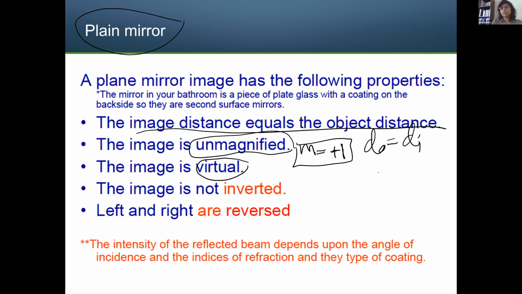Why is it virtual? Because your DI is going to be a negative value in this calculation. After you calculate, this will be negative, so it will be virtual. The image is not inverted. Left and right will be reversed in the plane mirror. You can lift your right hand, as you can see on your screen here. This is my right, but you see it as left. Okay, that will be the plane mirror.